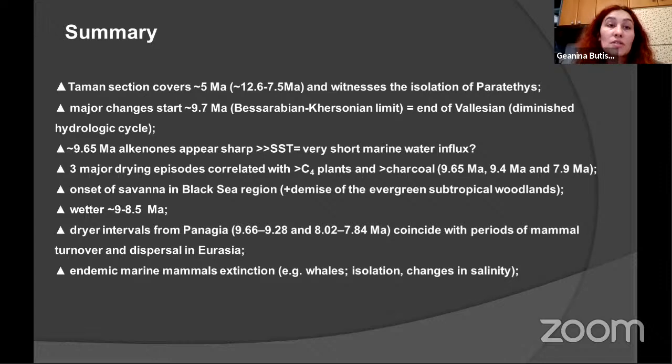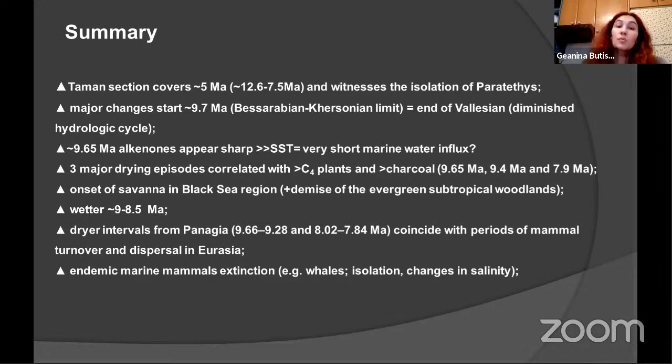When the major changes are happening at 9.7, the alkenones are also kicking in. So this is possibly a connection with another basin, and we were thinking about it because at 12.65 and 7.8, when we have pretty much the same signal in the SST, there are some other connections that we know about, so they are documented.